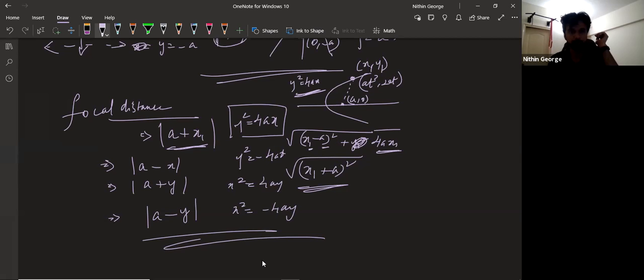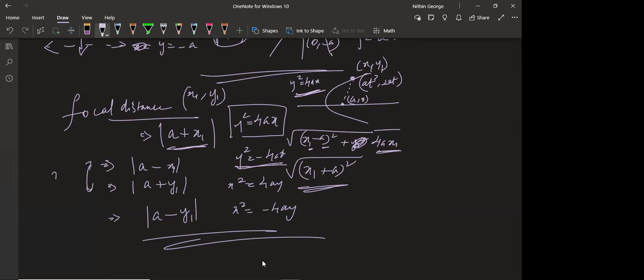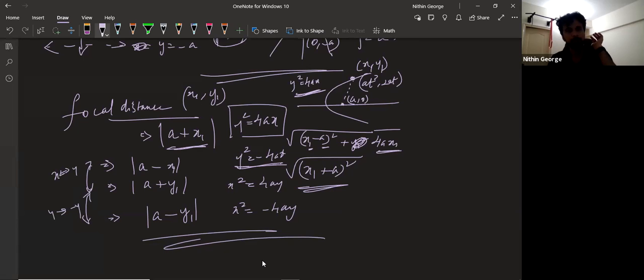Okay. So then this becomes a plus x. So a plus x1. So if the point is x1 comma y1, you're looking at a plus x1. Or if this is a parabola, y square equal to minus 4ax, you replace x1 with minus x1. Okay, that's what happens. You replace x with minus x. That's what's happening here. Okay. For x square equal to 4ay, it is a plus y1. Here you replaced x and y. Here you replace y with minus y. Okay, here you replace x with minus x.